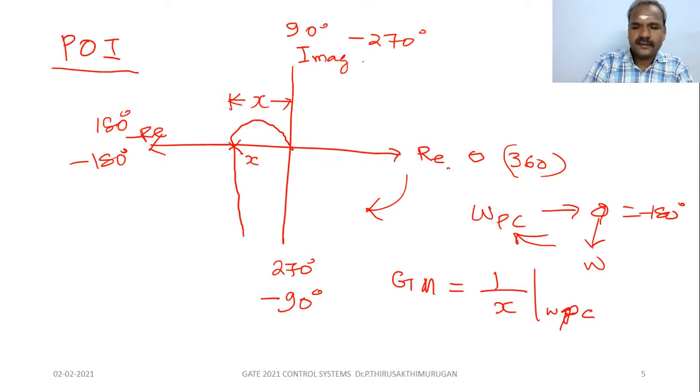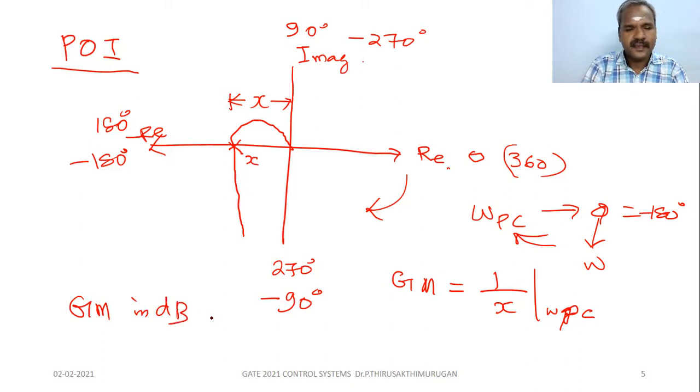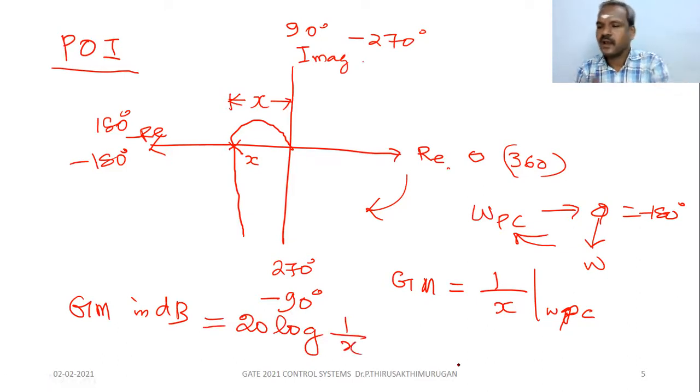This is the gain margin in numeric value. So what is gain margin in dB? Gain margin in dB equals 20 log 1 by x. This is the gain margin. Understand?